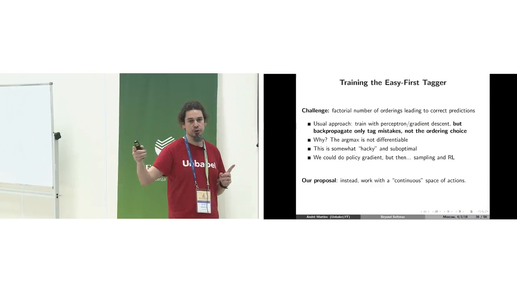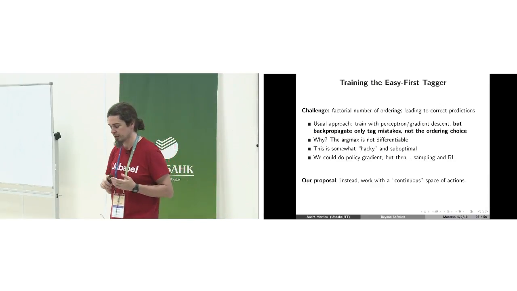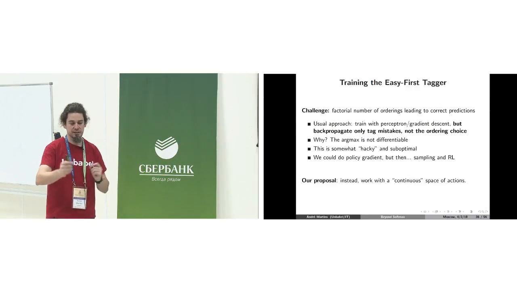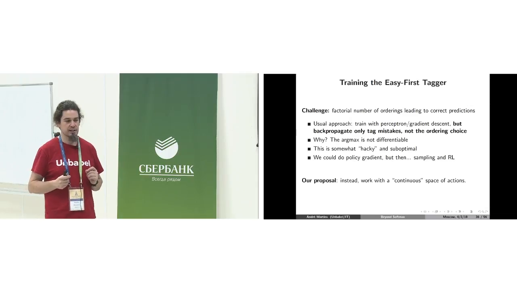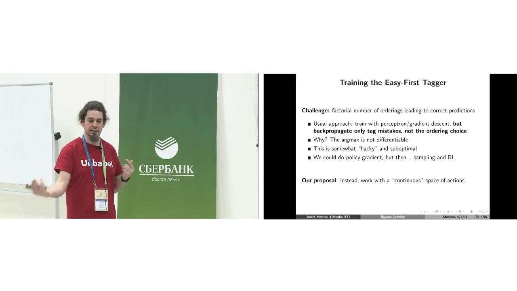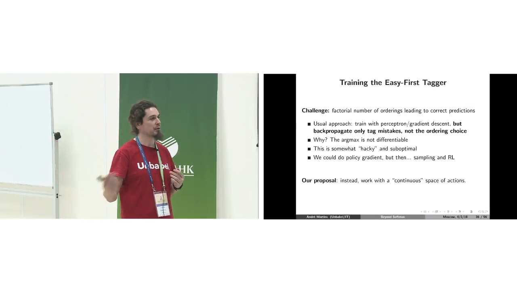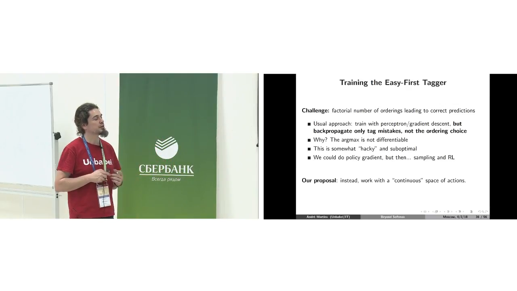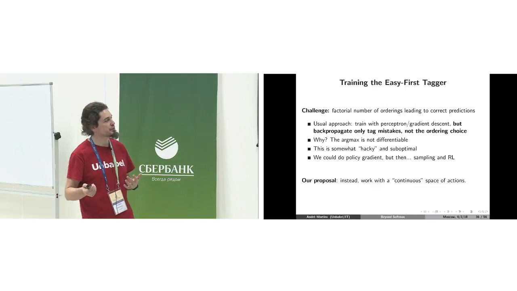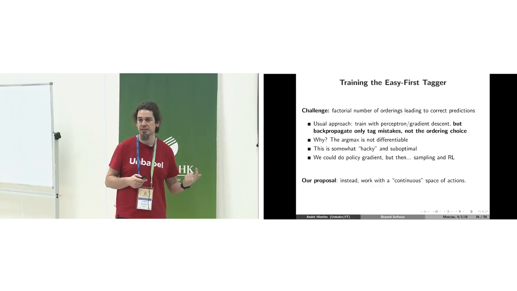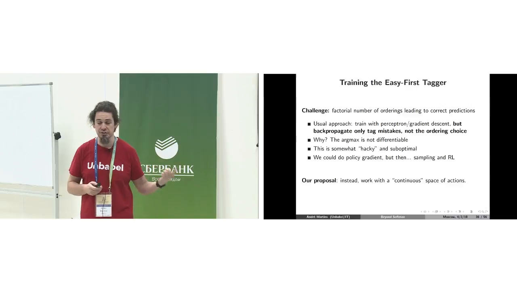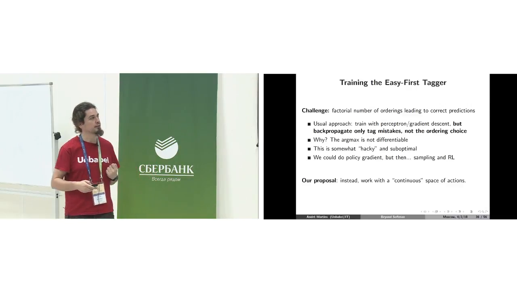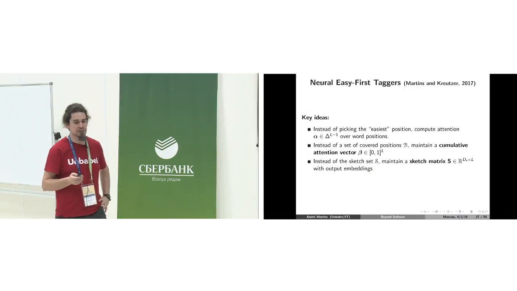So you can do complete rounds of predictions, picking an order and a tag for those words, and having a reward function at the end, and then trying to backpropagate that reward through all the actions that you have taken. But here we are trying to propose something different, where you work with a continuous space of actions. The fact that it's continuous is going to be important because you can backpropagate the entire thing. So these are the key ideas.